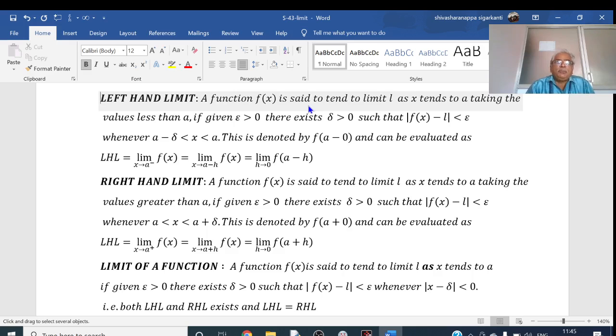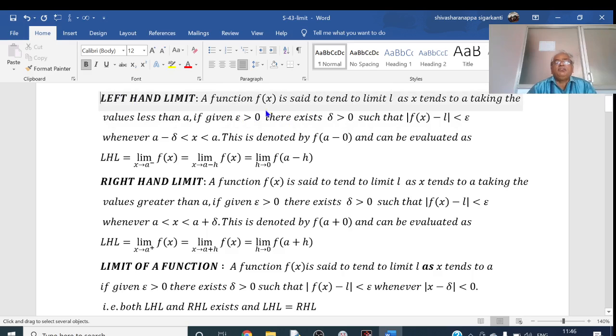And suppose x tends to A, taking the values greater than A, then we say that this is the right hand limit. That is, here x takes the values greater than A, meaning x is approaching to A from the right side. So mathematically we define like this.